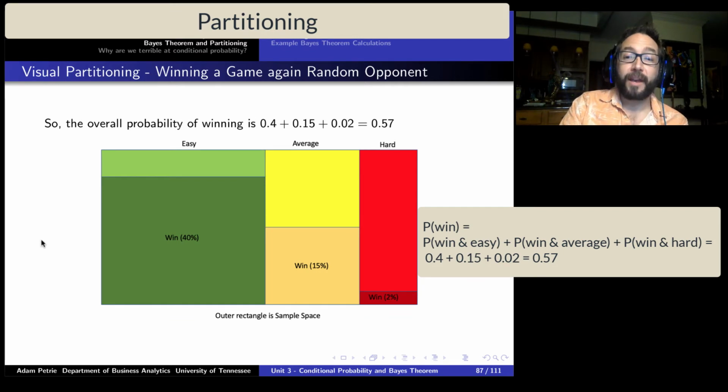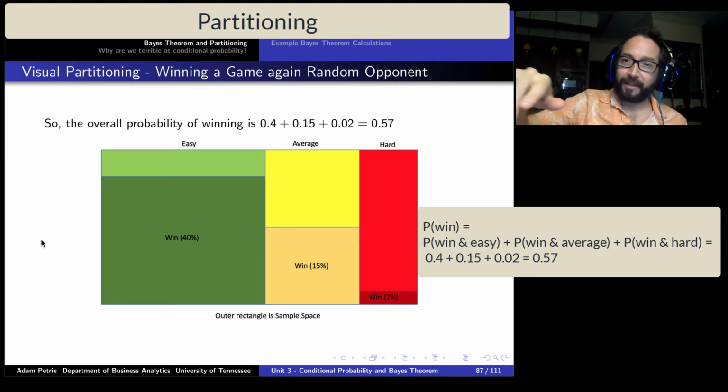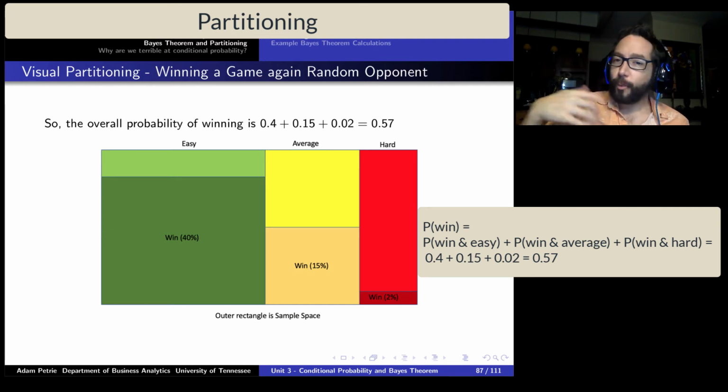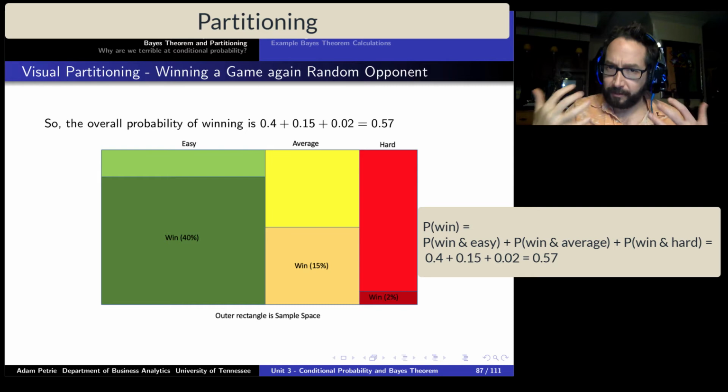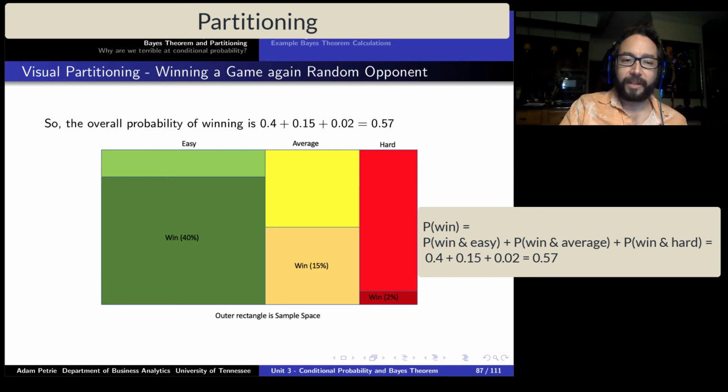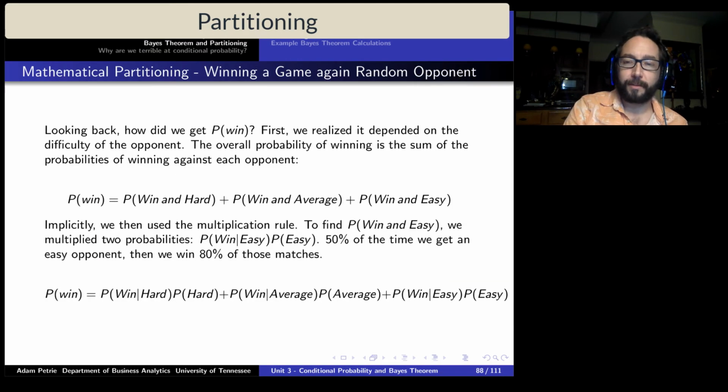So what we found is actually we can calculate the probability of winning against our next opponent. It's 57%, but we had to take a bit of a trip to get there. It required us to do a few computations. Now, we just reasoned through that using kind of logic and words. So let's try to operationalize that by writing down an equation that captures what our thought process was.